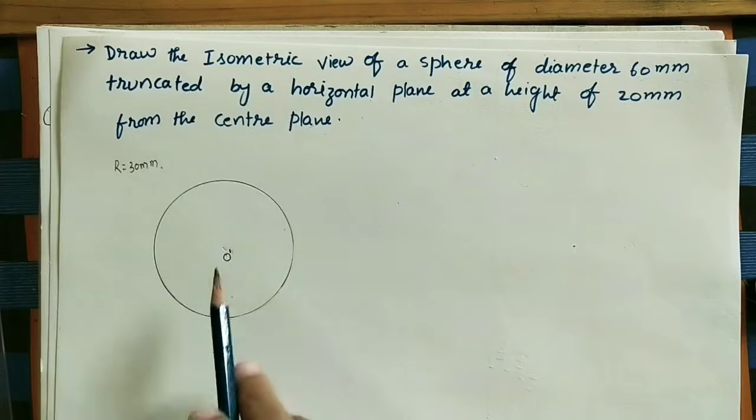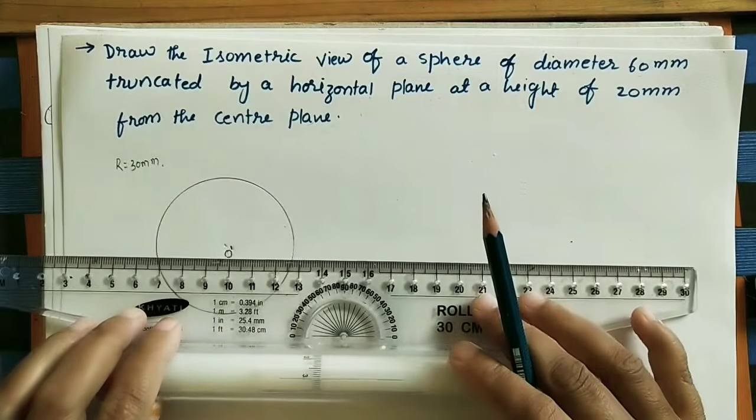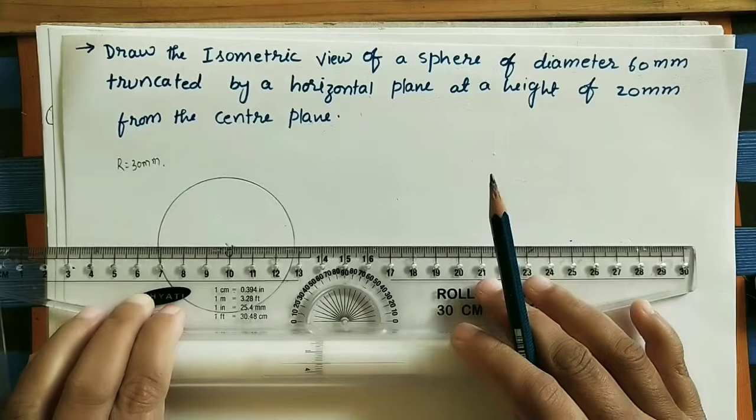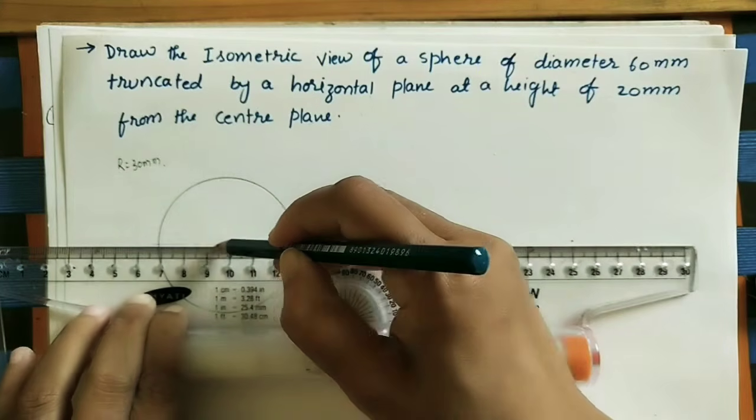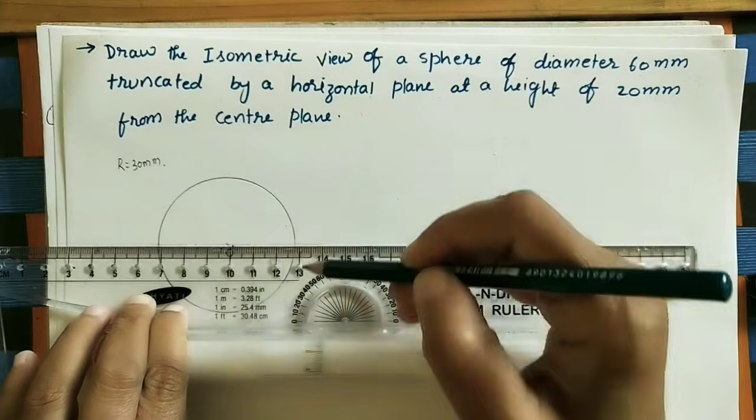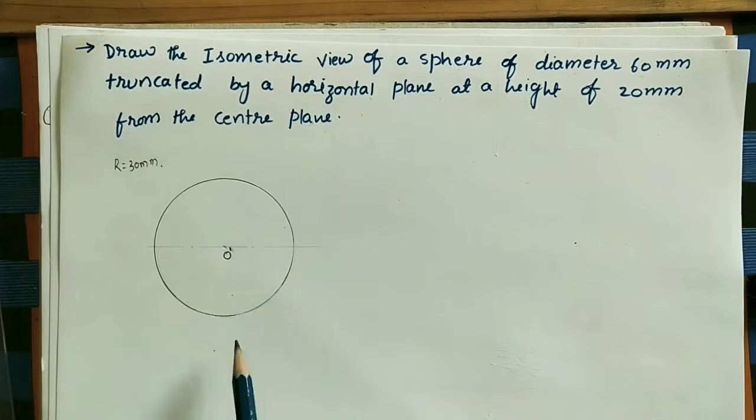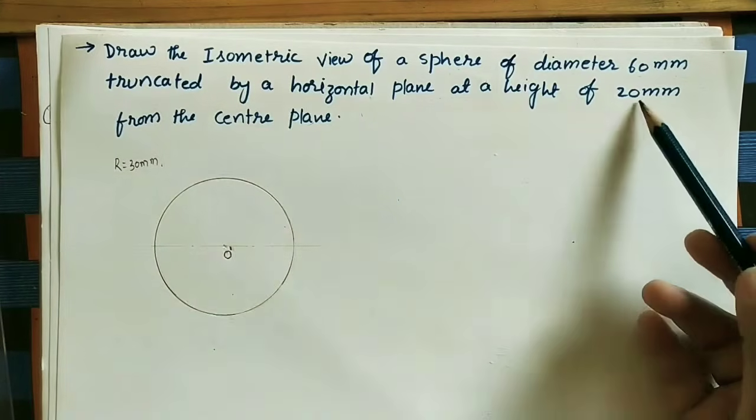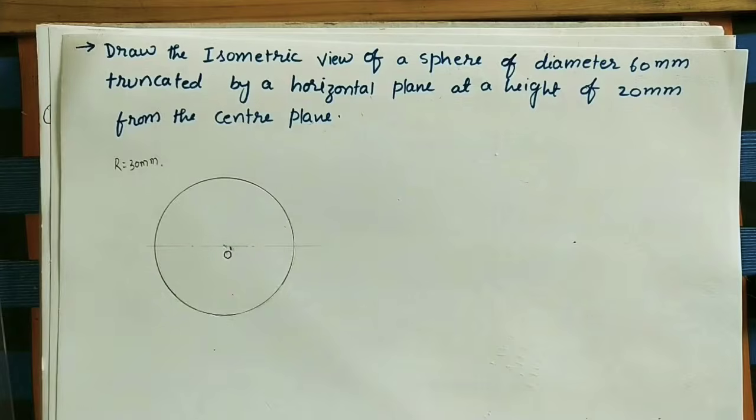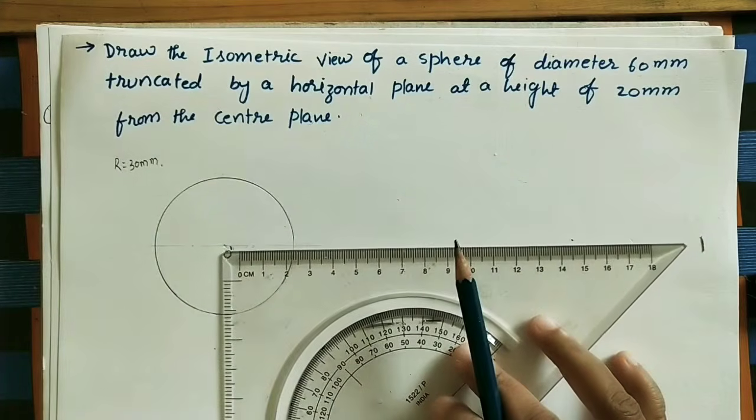After that, mark the center plane which is passing through the center. I am taking just an axis line. Axis line means two long lines with a dot. After that, this horizontal plane is 20 mm from this center line. So from the mark, take 20 mm, just for getting the vertical line.